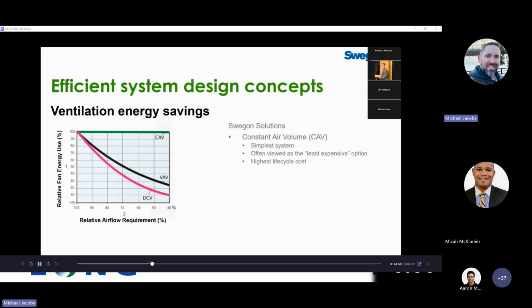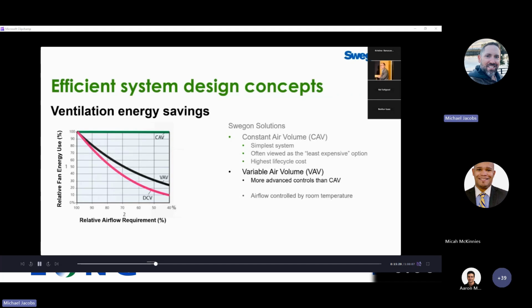We're not trying to say that constant air volume should never be used. Even the most energy efficient VAV building might have areas where constant air volume makes more sense. So we're careful not to say that this is bad. We're just trying to point out that it is the simplest system. It's often viewed as the least expensive option, but that's usually a first cost discussion. It will have the highest life cycle cost because, according to this graph, no matter how much airflow you actually need, you're always spending the maximum amount of energy driving the fans at their maximum, even if the building's empty.